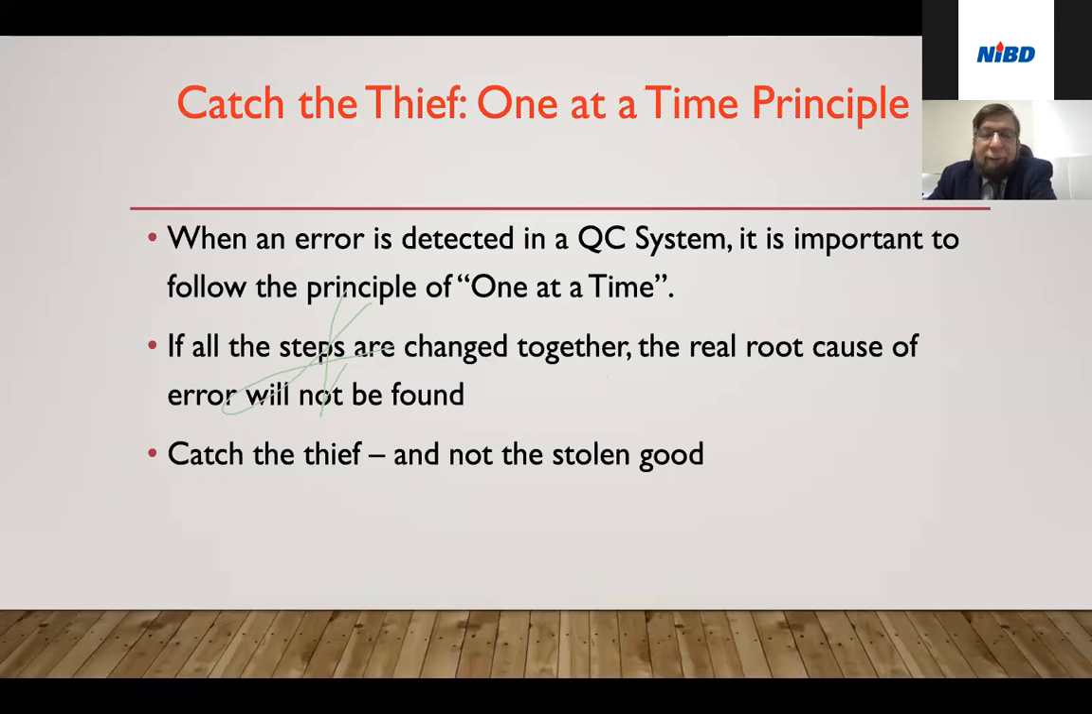So this is the same policy. Why have I given this example? Because in quality control also we have to follow the same policy. Whenever an error is detected in a QC system, it is important to follow the principle of one at a time. If all the steps are changed together, the real root cause of the error will not be found. So we have to find the real root cause. What was actually wrong? We have to catch the thief and not just the stolen good. It is not enough that the stolen good was found. It is not enough that you corrected the system without knowing what the cause was. You must know the cause, and then you should shoot it.